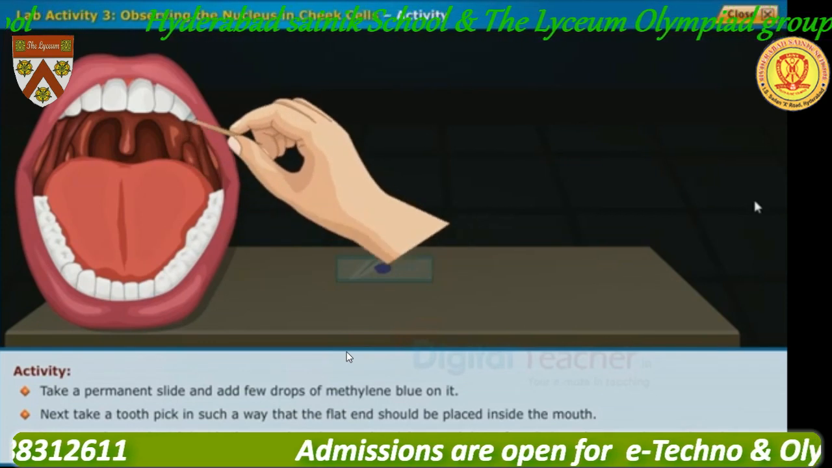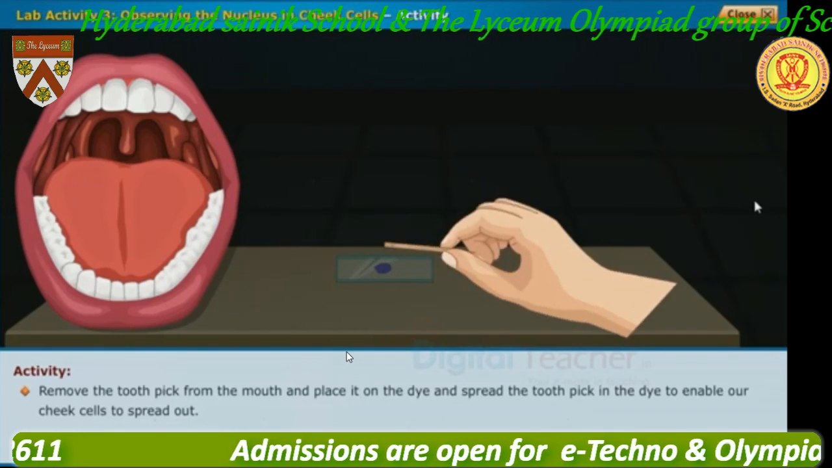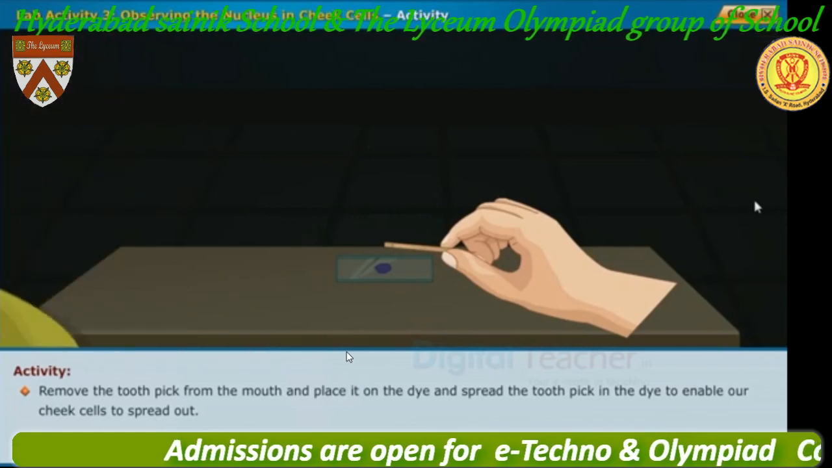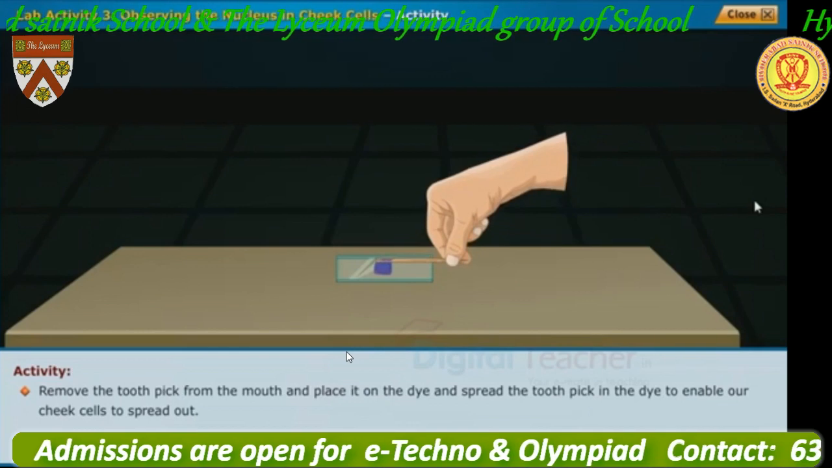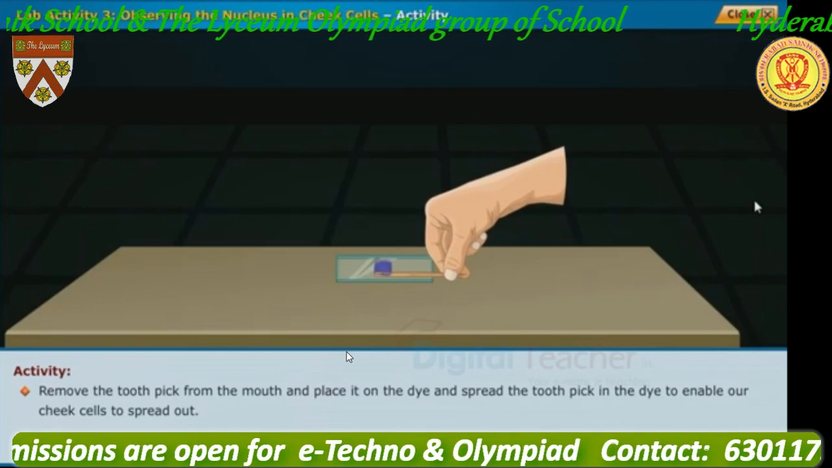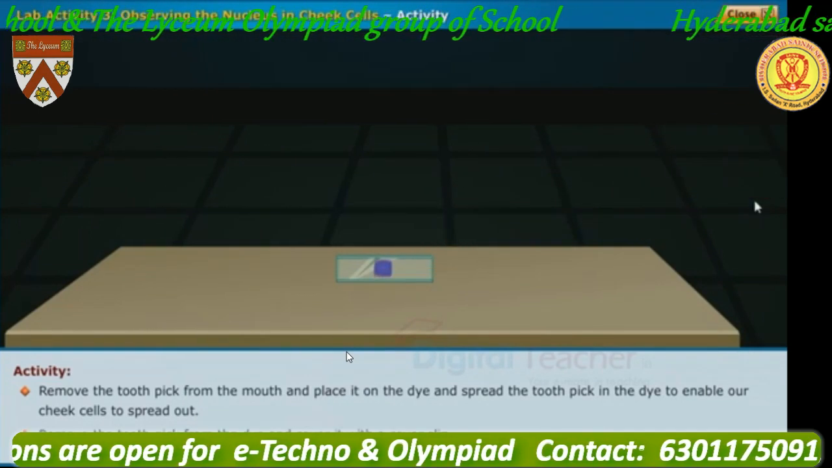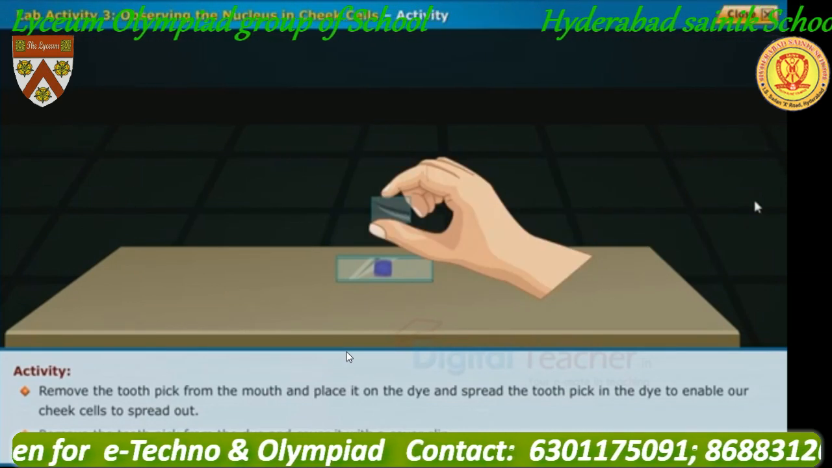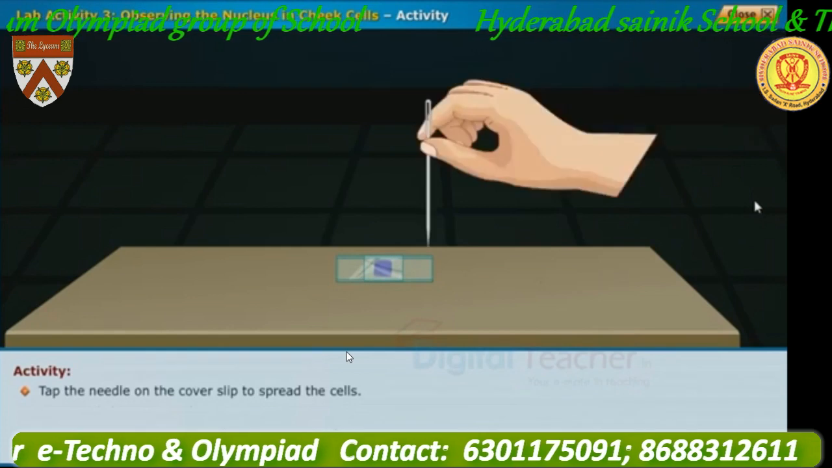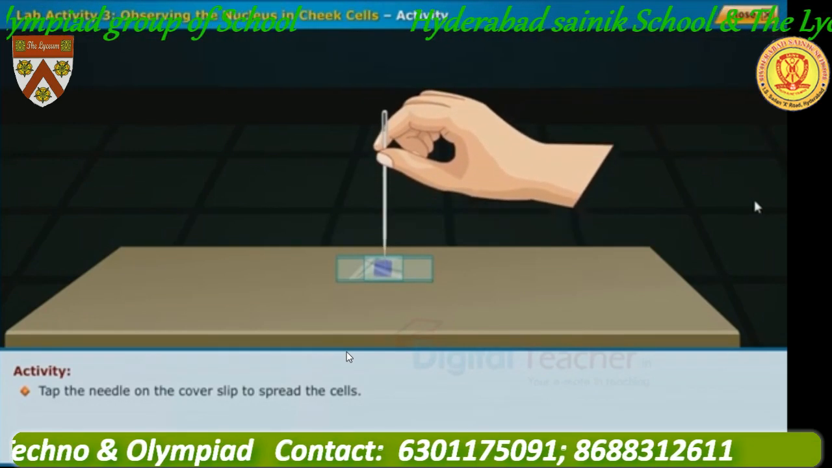the cheek. Remove the toothpick from the mouth and place it on the dye and spread the toothpick in the dye to enable our cheek cells to spread out. Remove the toothpick from the dye and cover it with a cover slip. Tap the needle on the cover slip to spread the cells.